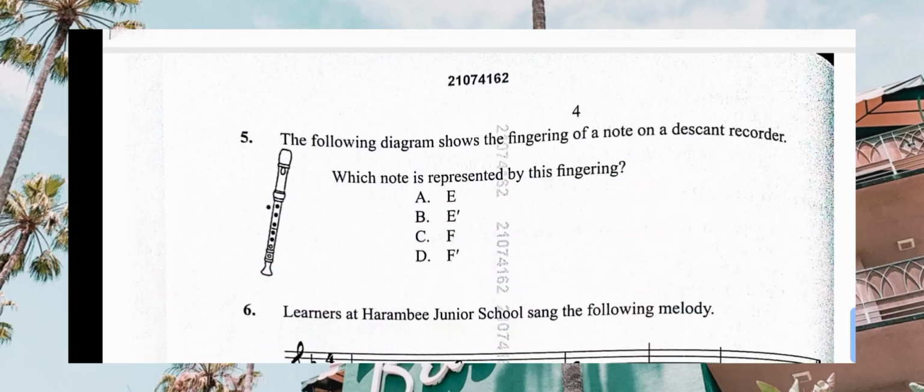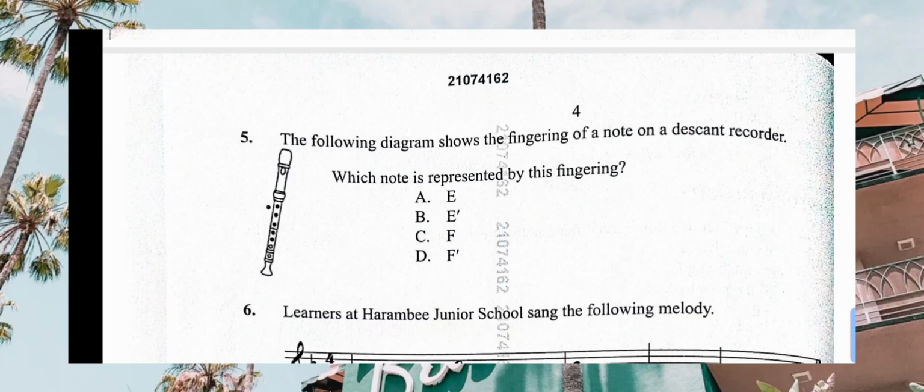Then look at this one. The following diagram shows the fingering of a descant recorder. Which note is represented by this fingering? Have a close look at it and identify. When you look at the holes closed very well, the fingering note is F. That one is F.